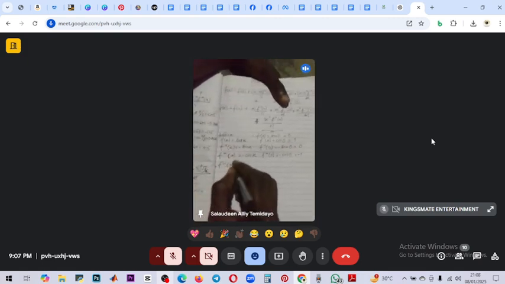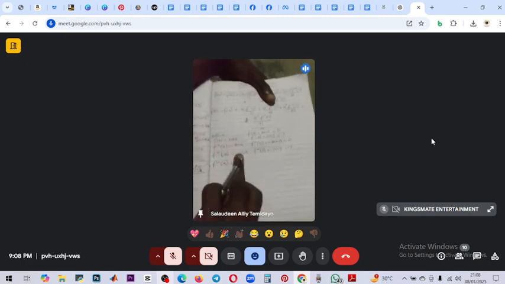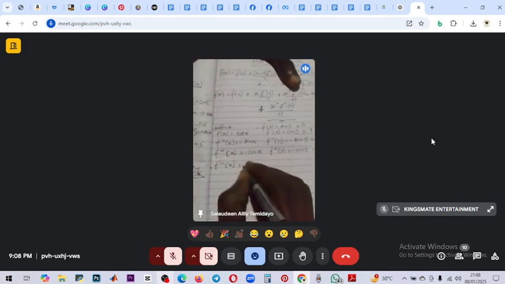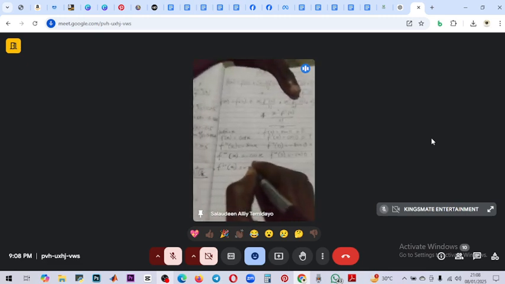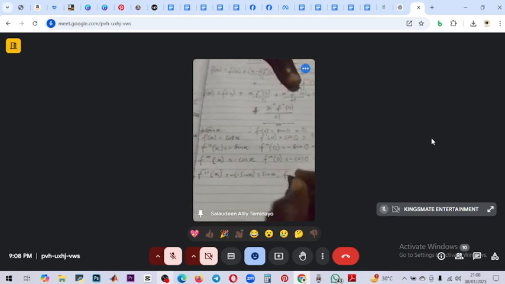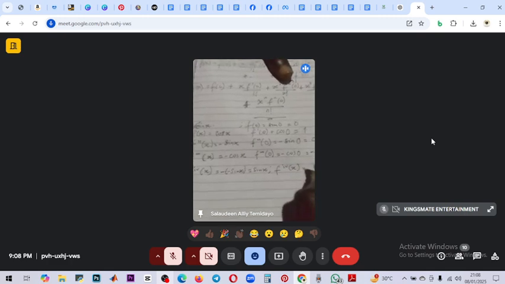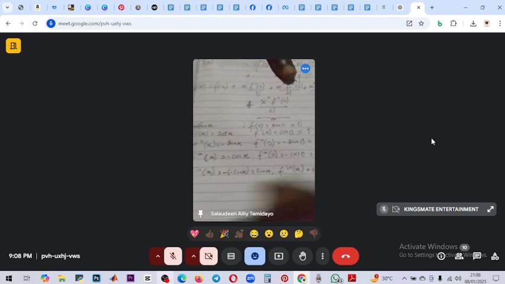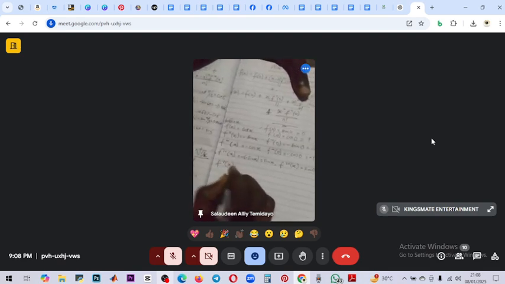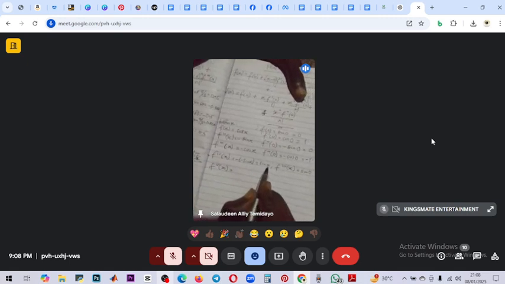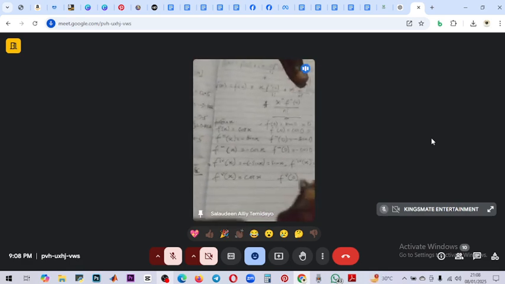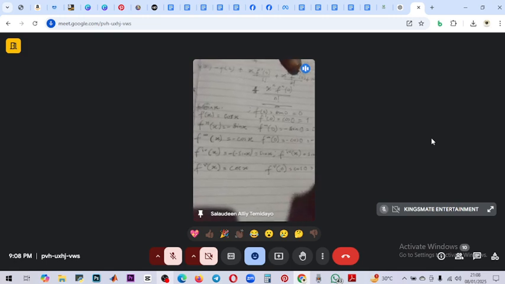f fourth prime of x is going to be the derivative of minus cosine x, and that is sine x. Therefore, f fourth prime of 0 is equal to sine 0, which is what? 0. So f fifth prime of x is going to be equal to the derivative of sine x, which is cosine x. So f fifth prime of 0 is going to be cosine 0, which is 1.